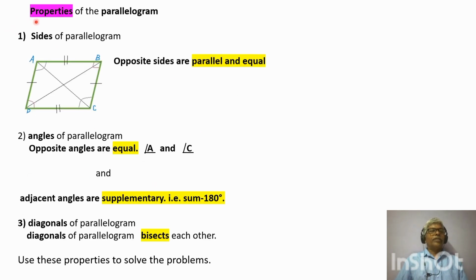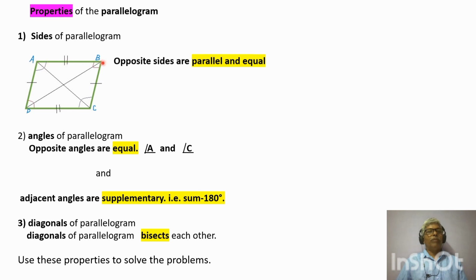So after having seen the elements of parallelogram, we are now studying the properties of parallelogram. Properties are to be studied in three aspects: sides, angles, and diagonals. So sides. What are the properties of sides with respect to parallelogram? That is, opposite sides are parallel and equal.